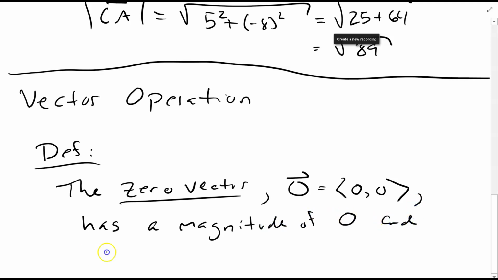And no direction. So the 0 vector is the only vector that has no direction to it.